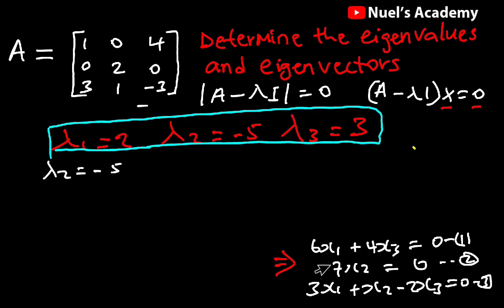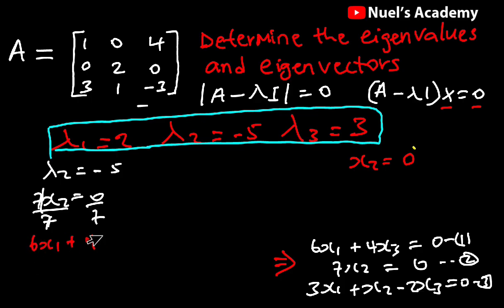Now from equation 2, you have 7x2 is equals to 0. If you divide both sides by 7, this and this will cancel. We have that x2 is equals to 0 over 7 is equals to 0. Now from equation 1, we have 6x1 plus 4x3 is equals to 0.